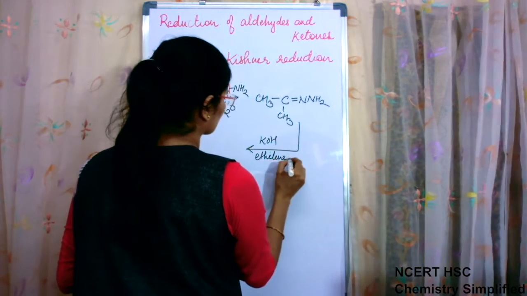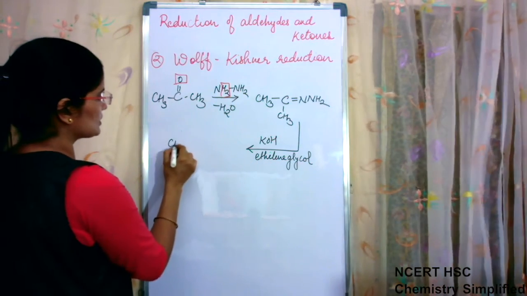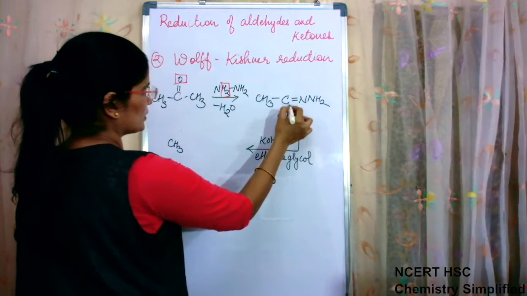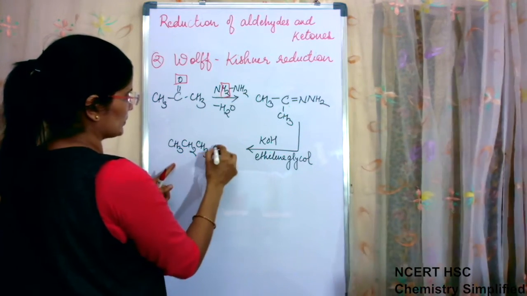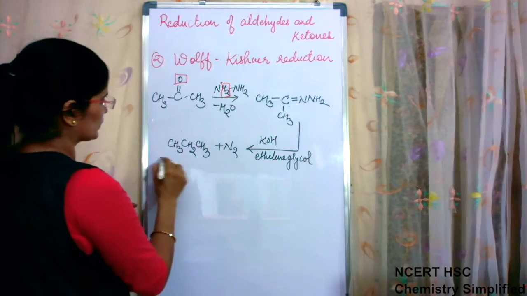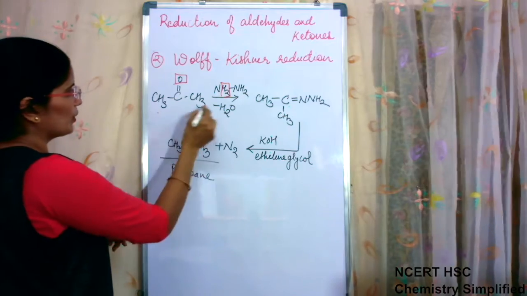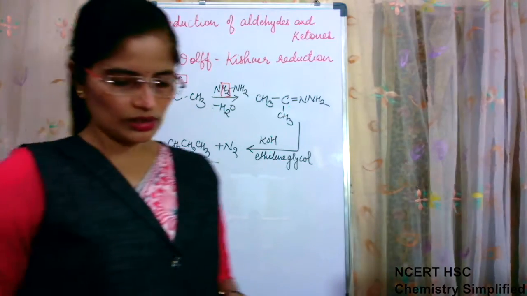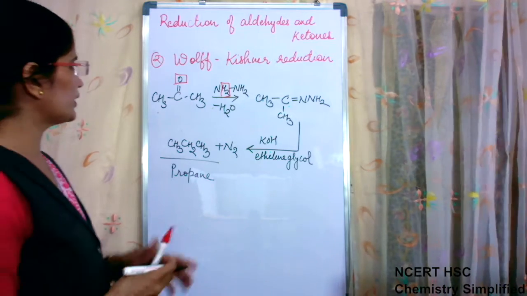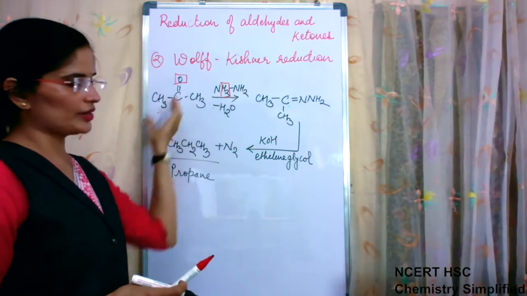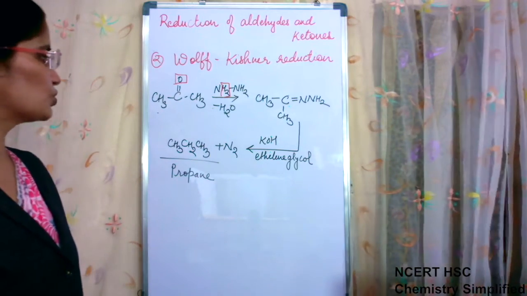ethylene glycol will form CH3. This C will be reduced CH2 CH3 plus nitrogen. So this is propane. So propanone will give propane. No change in the number of carbon atoms. It is as it is, only oxygen is removed and hydrogen is added. That is why it is reduction of aldehydes and ketones.